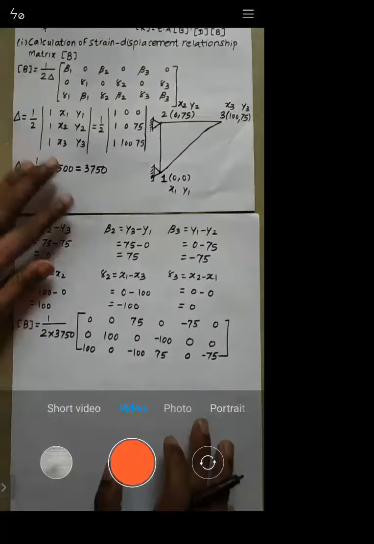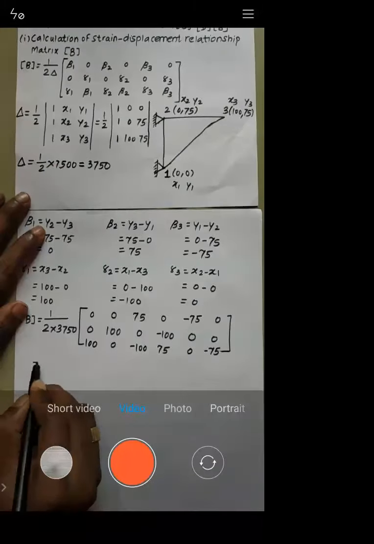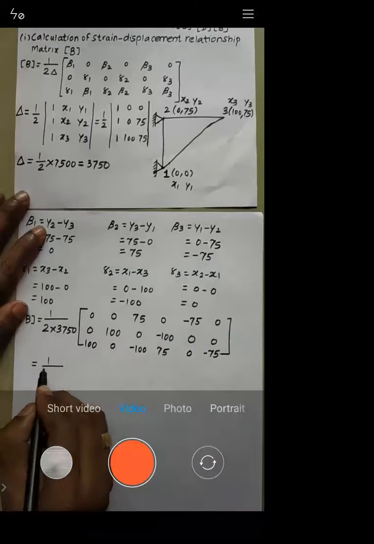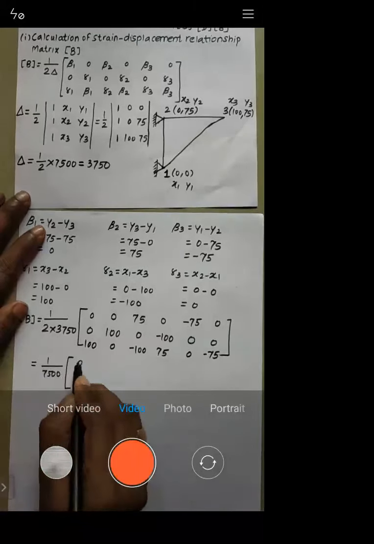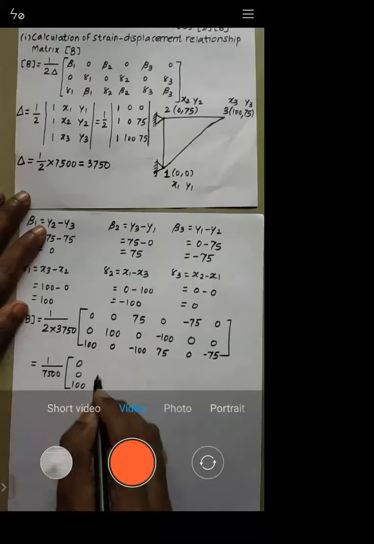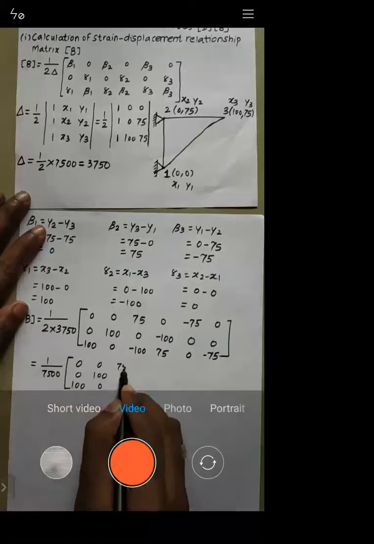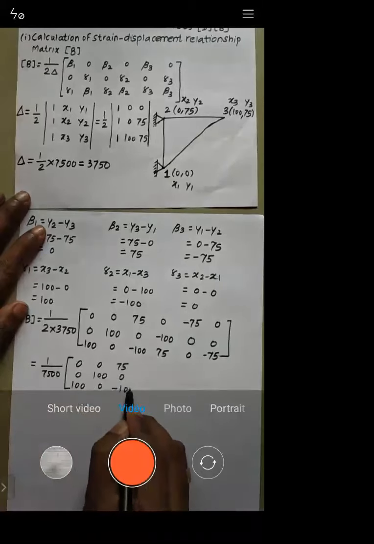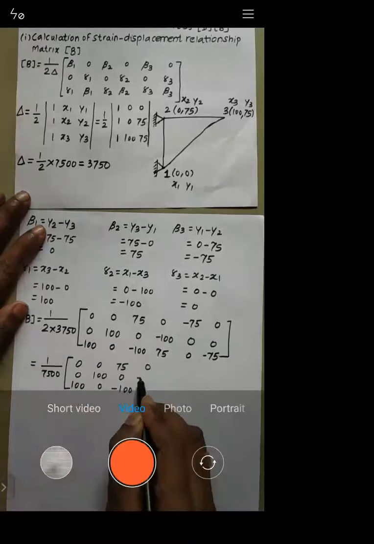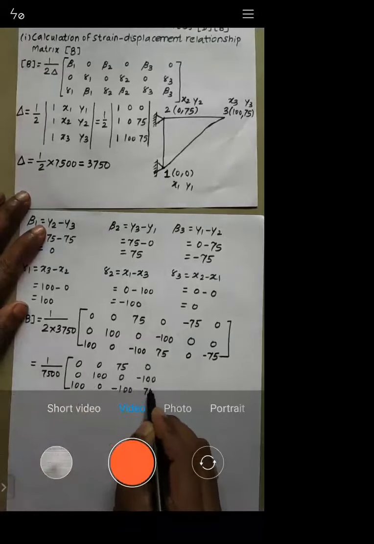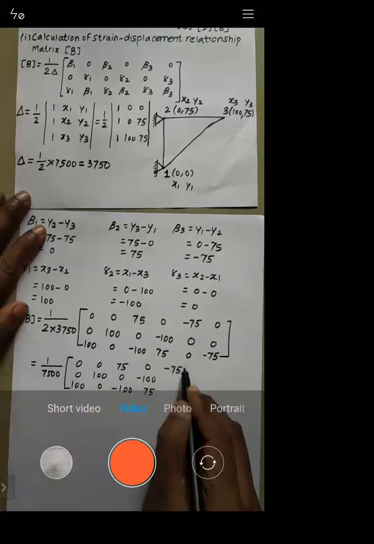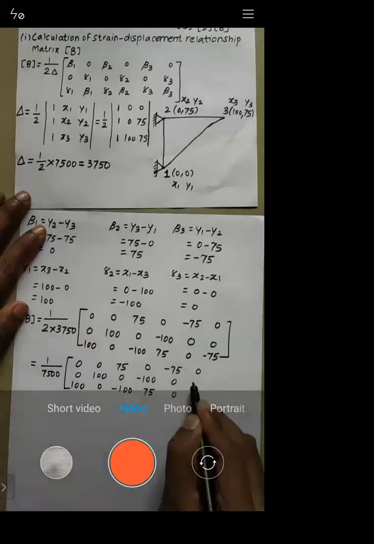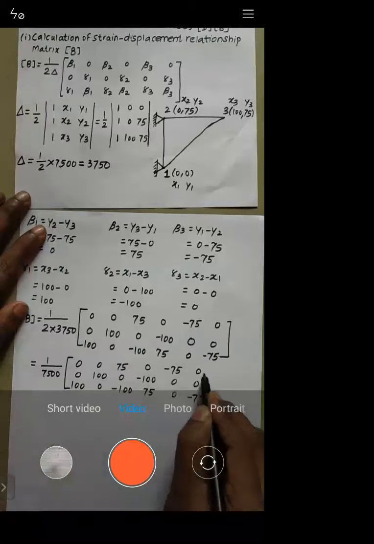Yes, sir. Right. Now let's do that. So what we'll get is 1 by 7,500. Then 0, 0, 100. Then 0, 100, 0. Then 75, 0, minus 100. Then 0, minus 100, 75. Then minus 75, 0, 0. Then 0, 0, minus 75, right?